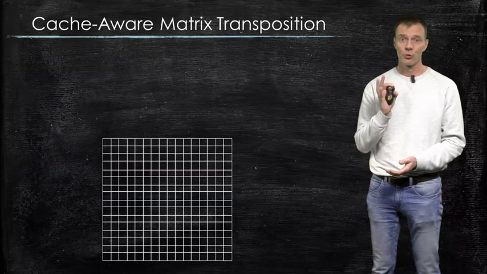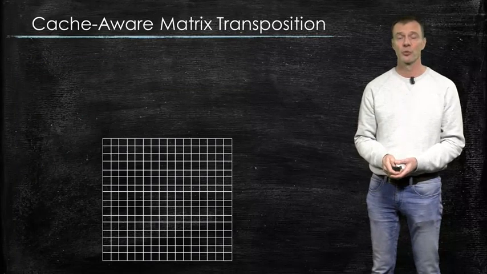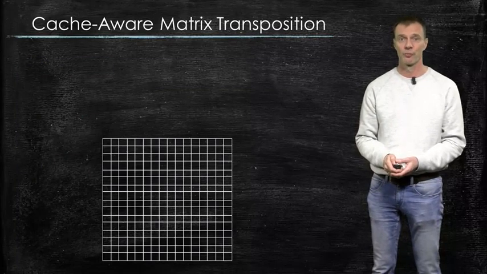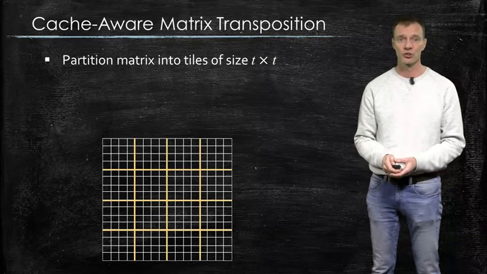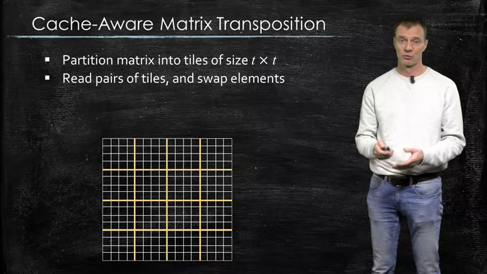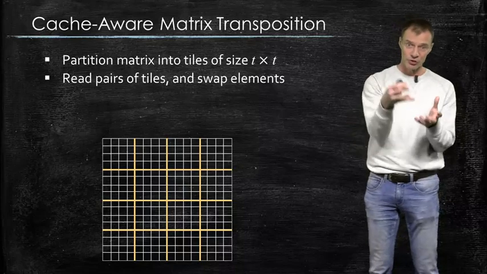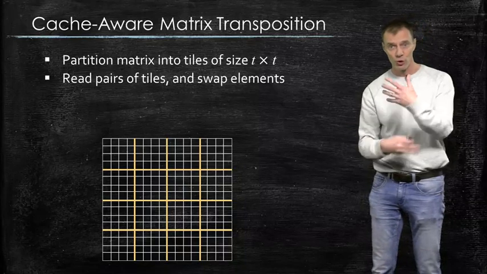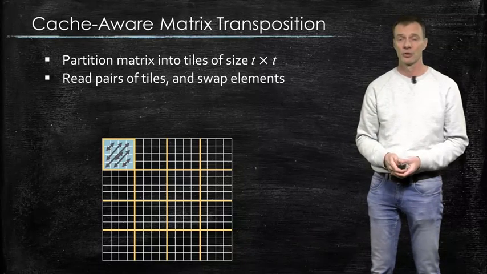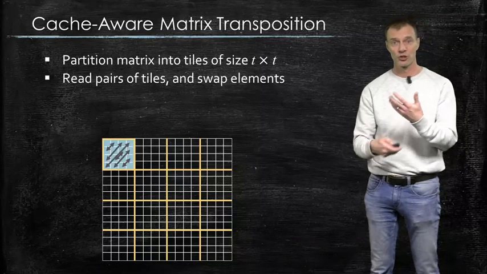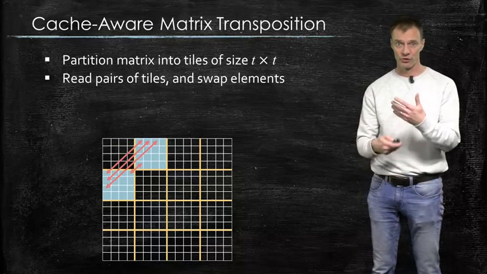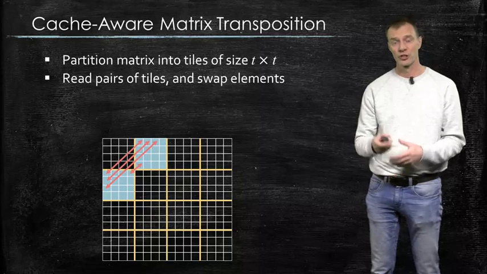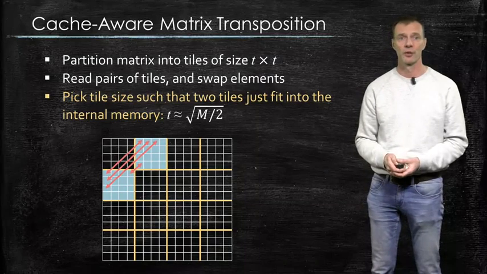Okay, let's quickly remind ourselves of the strategy that we used in the cache-aware algorithm. We partitioned the matrix into tiles, submatrices of size t by t, and then we read all these pairs of tiles that fit together into the internal memory, swap all the elements and write them back. For instance this one has to be swapped with itself, or the next one which has to be swapped with the opposite tile. After doing this for all the relevant pairs of tiles, we're done.